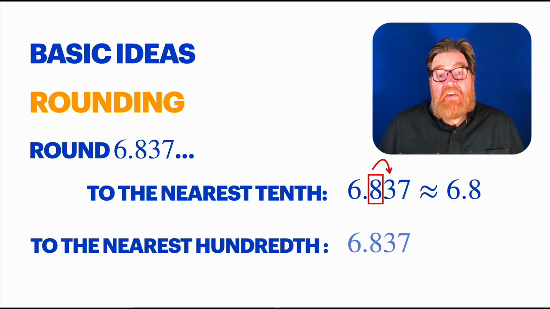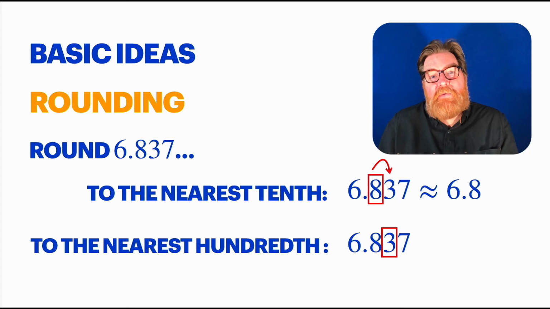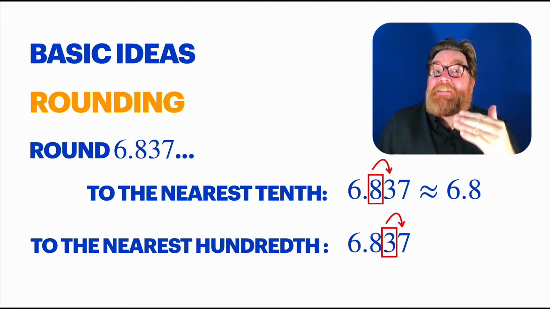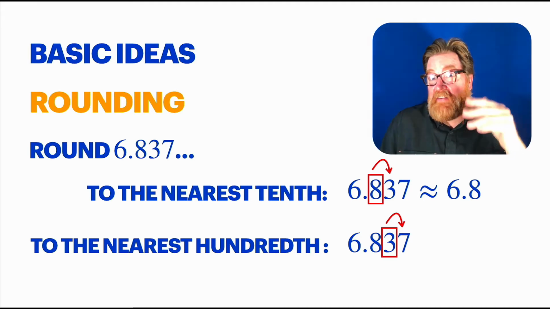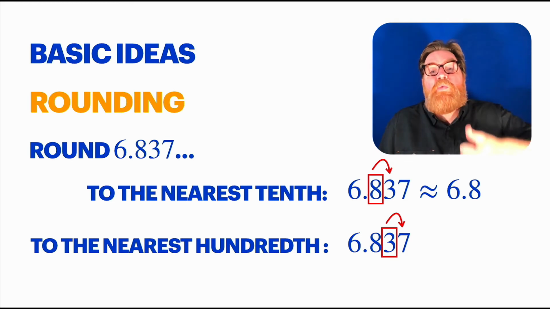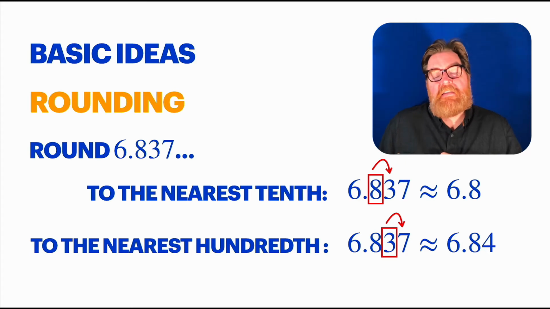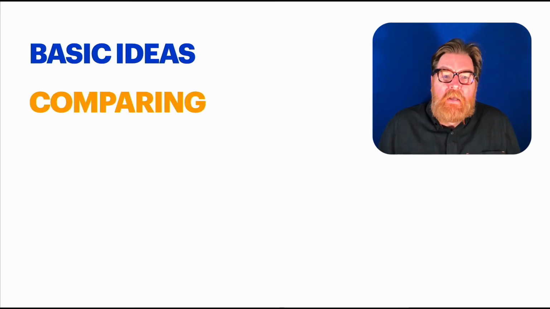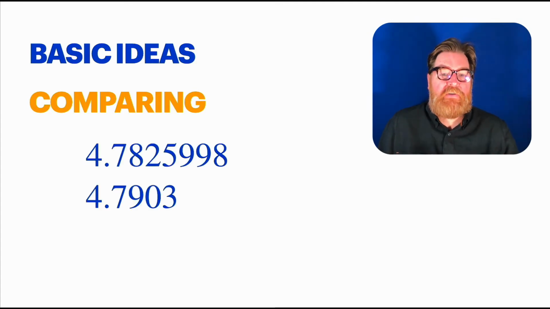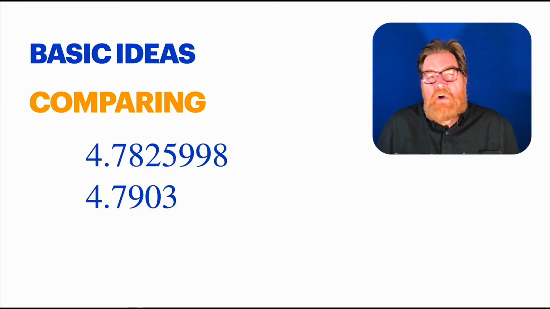To the nearest hundredth, we do exactly the same thing, except now it's the 3 digit that we're really interested in. We look to the digit directly to its right. It's now a 7. So remember, 5 or higher, 5, 6, 7, 8, 9, in that place, we round our digit up. So that means that to the nearest hundredth, this is 6.84 rounded up. Okay? Excellent. Just comparing in general, you should know, again, length has nothing to do with who's bigger in the decimal world. What you want to do is just line up the two numbers. Let's say you're trying to decide between these two, who's bigger.